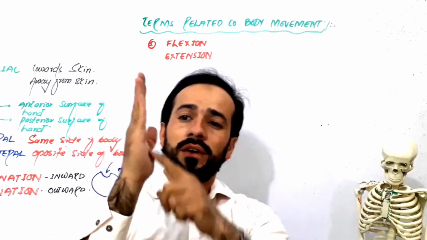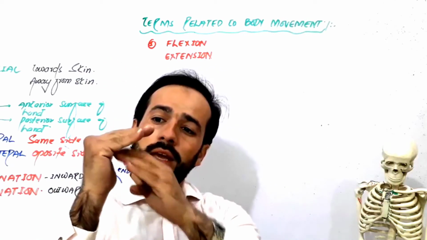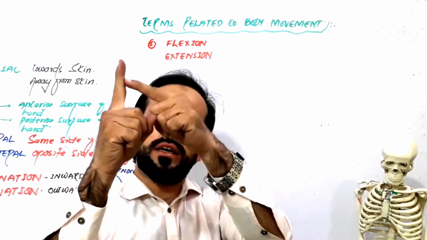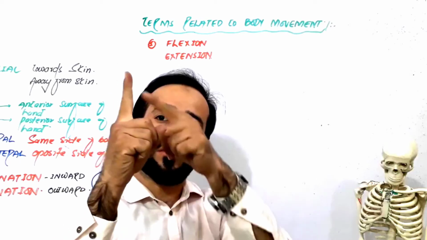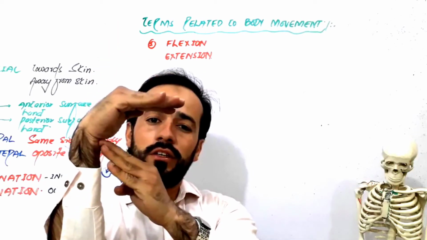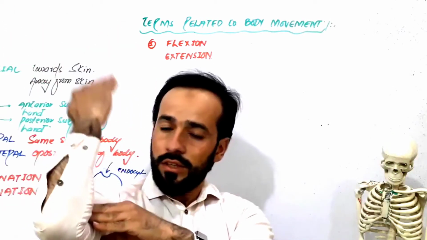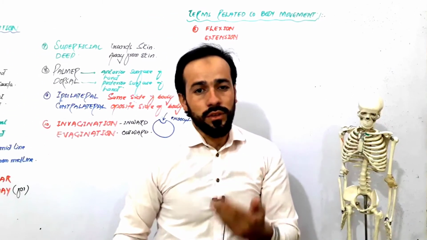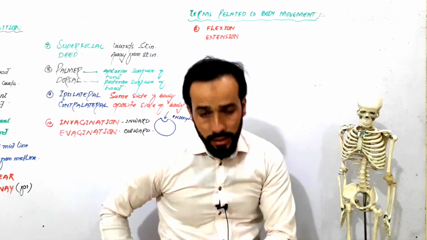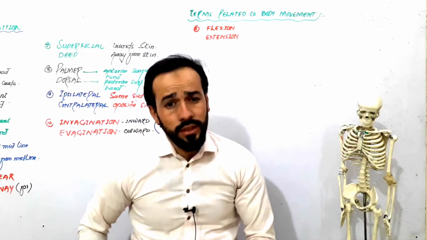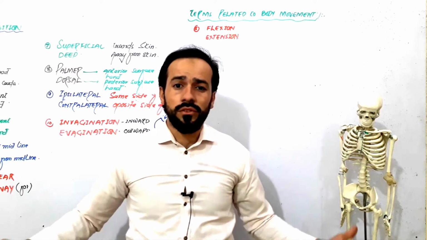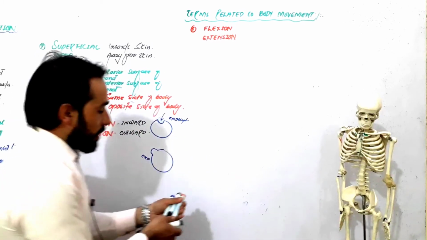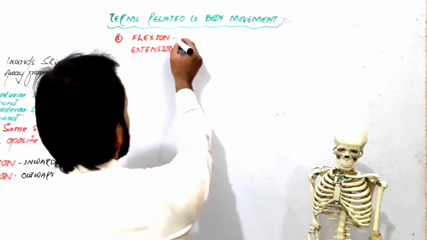Look, these are my fingers. The angle decreased here. Flexion. Here the angle is decreasing, this is called flexion. When you bend down, the angle between the thigh and abdomen decreases. This is called flexion, right? So what is flexion? A movement in which the angle between two bones decreases.